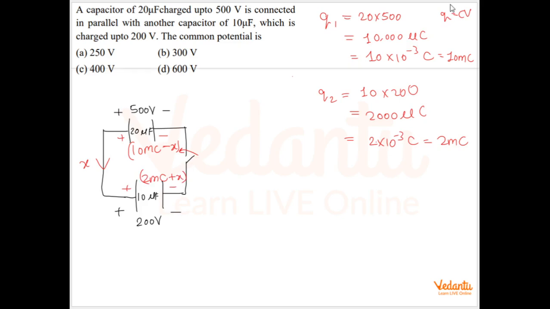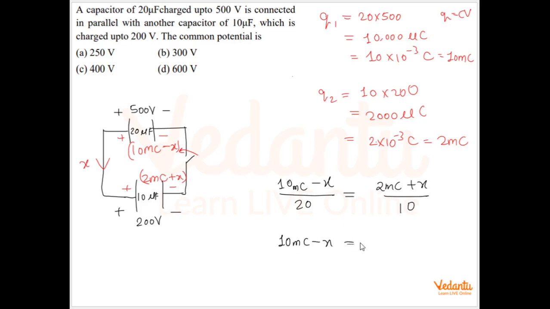Okay, now when they are connected in parallel beta, their potential will remain the same. So what I will say is that (10 millicoulomb minus X) divided by 20 should be equal to (2 millicoulomb plus X) divided by 10. Now if you cross multiply beta, I will get 10 millicoulomb minus X is equal to 4 millicoulomb plus 2X. This gives me 3X is equal to 6 millicoulomb. X is equal to 2 millicoulomb.